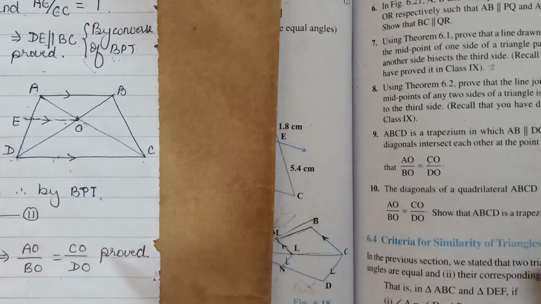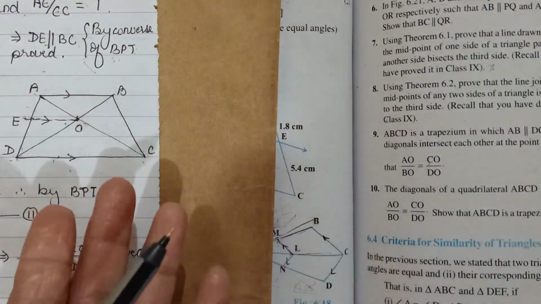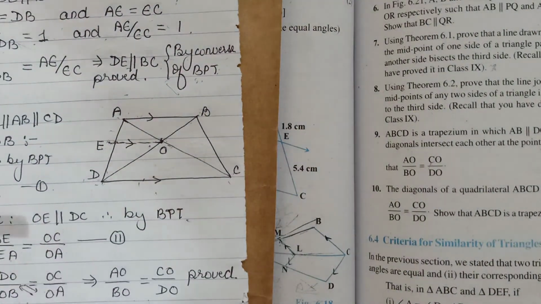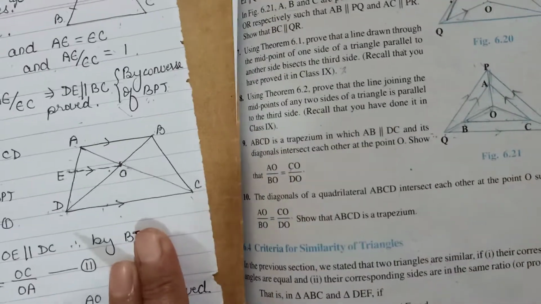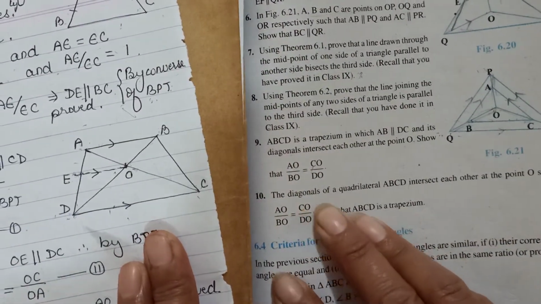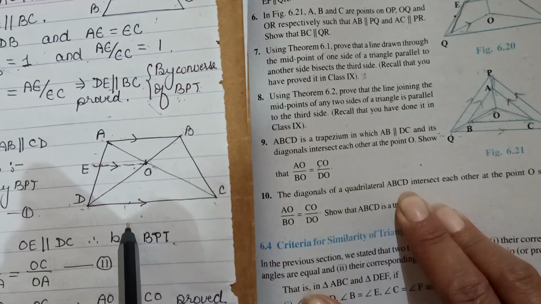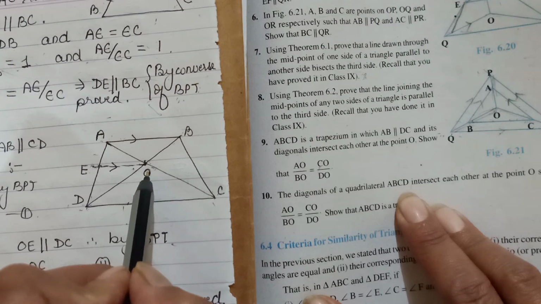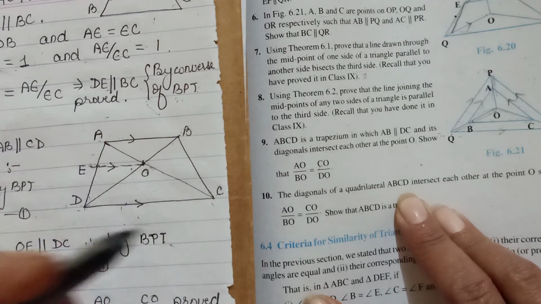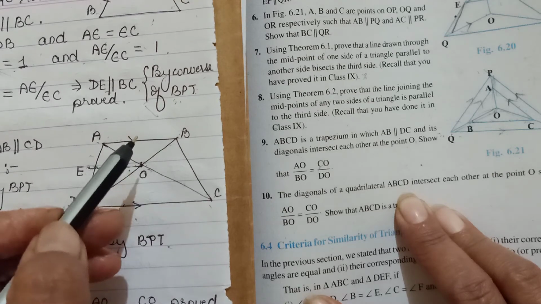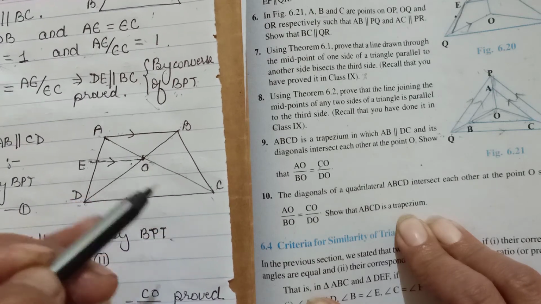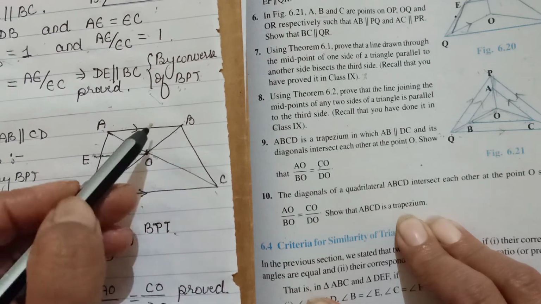Now children, the 10th question is the converse of this question. I have not written that proof. I want you all to try and write it on your own. The figure will be exactly the same. I'm reading out the question and you just see the figure will come out exactly the same. The diagonals of quadrilateral ABCD, the same quadrilateral ABCD you will make, are intersecting at O, the same figure will come out, and it's the converse. There you were told it's a trapezium and you had to show that this ratio holds true. Now the ratio is given and you have to show it is a trapezium.